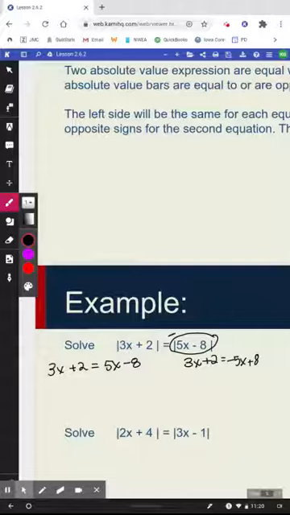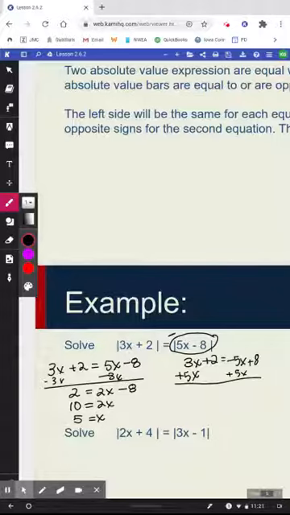Now, once I've set up both equations, we go back to what we just did before, and we solve them as normal. So this one, I'm going to subtract 3x to both sides. So 2 equals 2x minus 8. Add 8. So 10 equals 2x. Divide by 2. So x is 5. This one I'm going to add 5x because I want my x's to be positive. 8x plus 2 equals 8. Subtract 2, which is 6. Divide by 8, which reduces to 3/4.